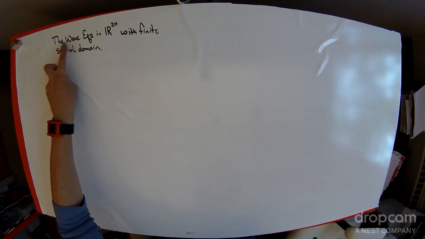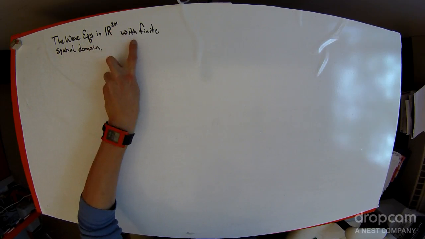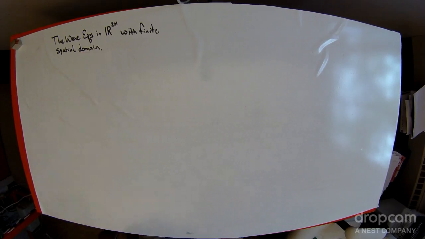Alright, so in the last two videos we saw the application of the separation of variables technique to what is called the wave equation in R1 plus 1 with a finite spatial domain. What I'd like to quickly talk about here is the wave equation in R2 plus 1 with a finite spatial domain.